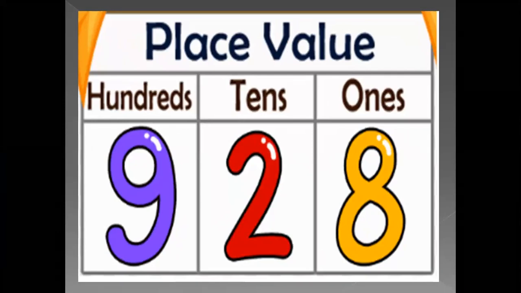Now kids, what can you see on the screen? Here we have number 928. Now, we must know which number is in which place. Usually we study the place value as ones, tens, hundreds. Say with me again. Ones, tens, hundreds.